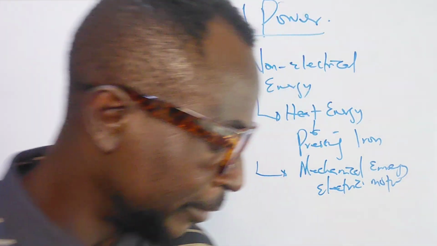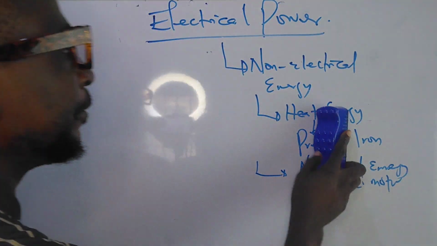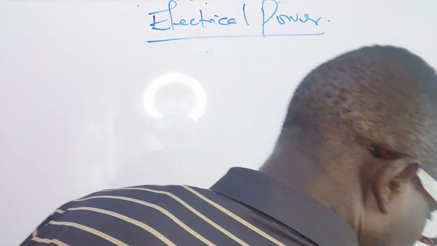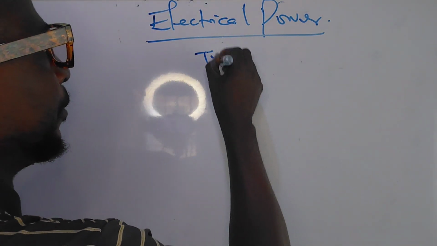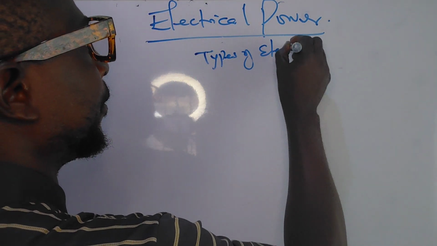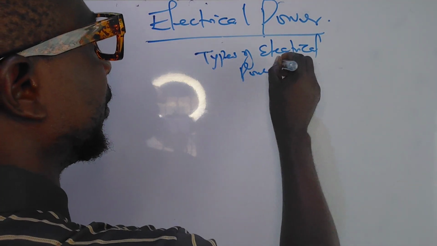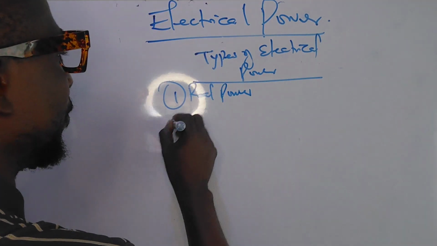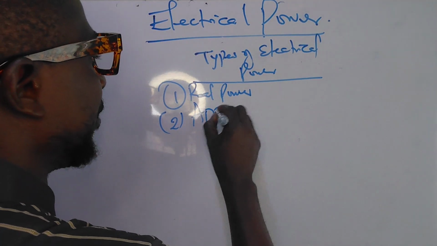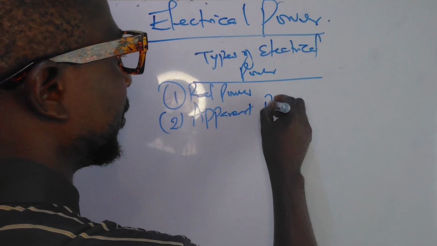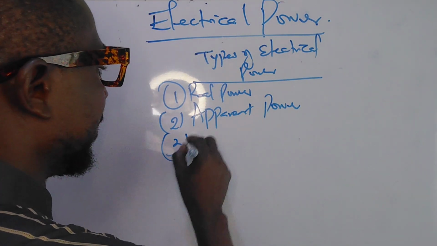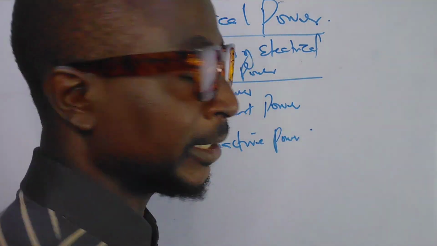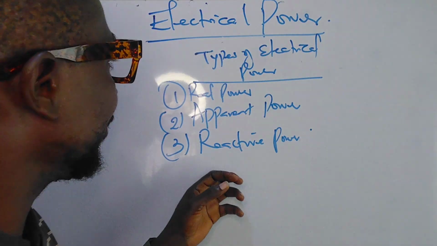So we are going to discuss the three main types of electrical power. Types of electrical power. Here we have one, real power. We have two, apparent power. Then we have three, reactive power. These are the three main types of electrical power.